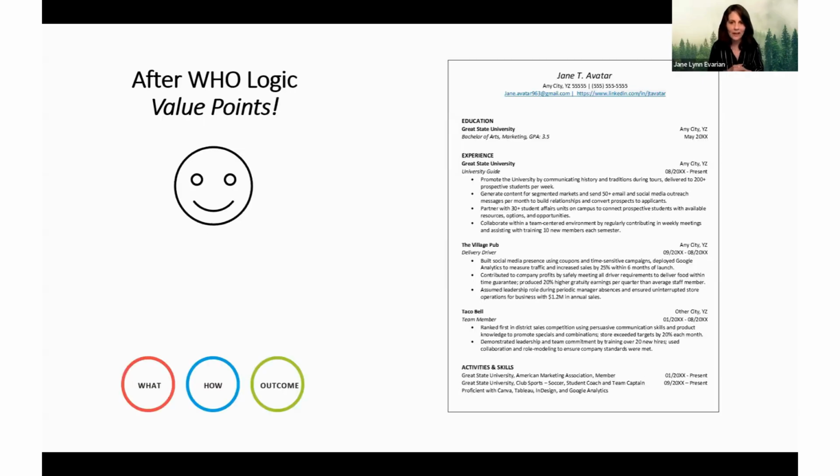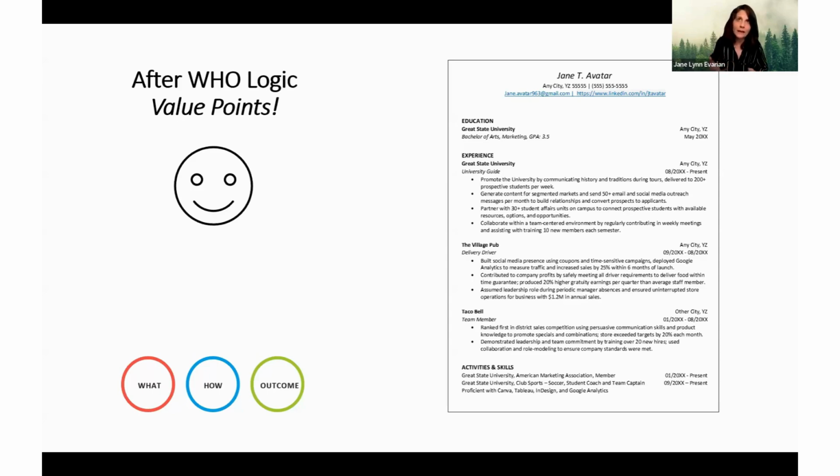But here's what happens after WhoLogic. These bullet points become value points. So things like promote the university by communicating history and traditions during tours, delivered to 200 plus prospect students per week, or highlighting communication here. There's the built the social media presence example of a value point. They deployed Google Analytics. They increased sales by 25%. A team member at Taco Bell, they ranked first in district sales competition using persuasive communication skills and product knowledge to promote specials and combinations. The store exceeded targets by 20% each month.